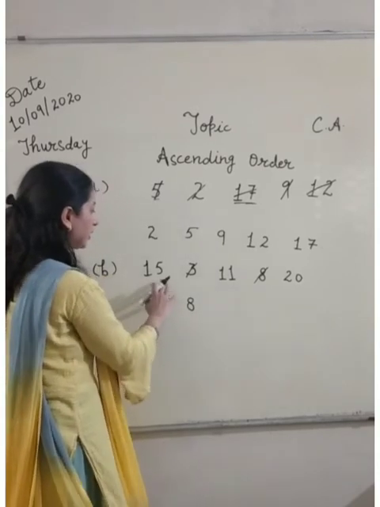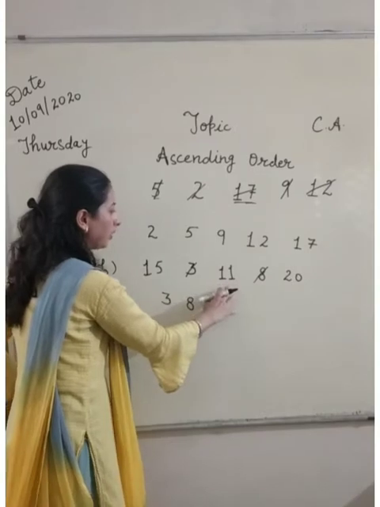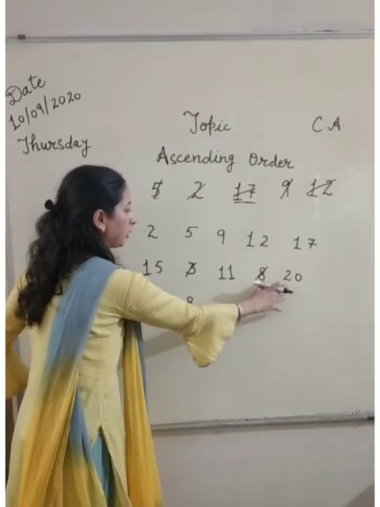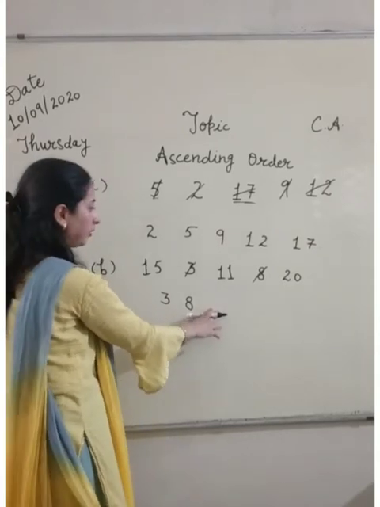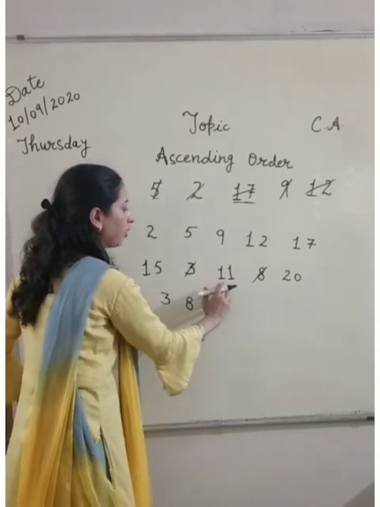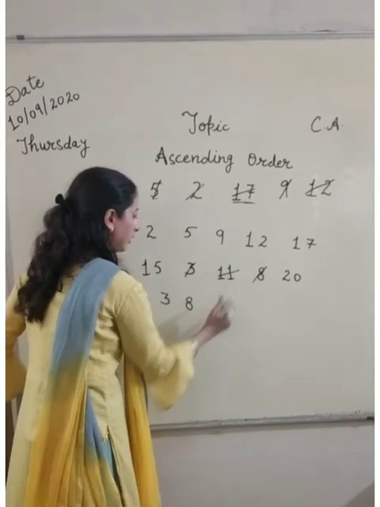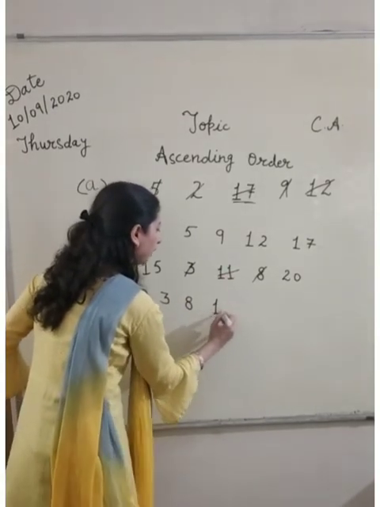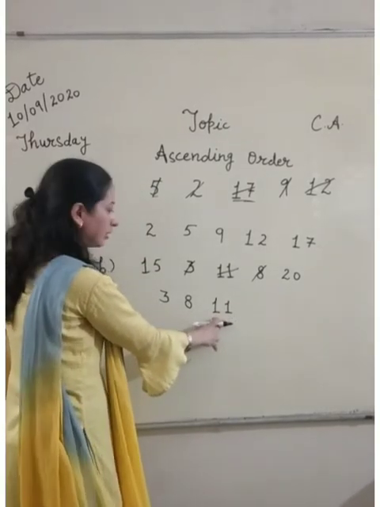आफ्टर 8 लेट्स सी द अदर नंबर्स: 15, 11, 20. 8 के बाद कौन सा इंक्रीजिंग ऑर्डर में नंबर आएगा? कौन सा ग्रेटर नंबर है? नंबर 11. इज दैट क्लियर टू यू? लेट्स कट द नंबर and write down here 11. Is that clear to you?